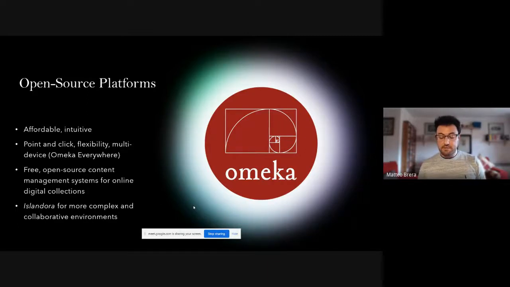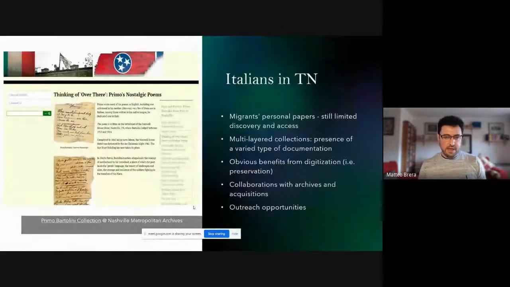This allows the collections to be digitized and used as either proper exhibits or databases. And of course, if you want to embed them into more complex environments, such as archival institutions, websites, or academic websites, then you need to use Islandora for more complex link-ups. But that's a different story. Today I'm just going to talk briefly about this collection.